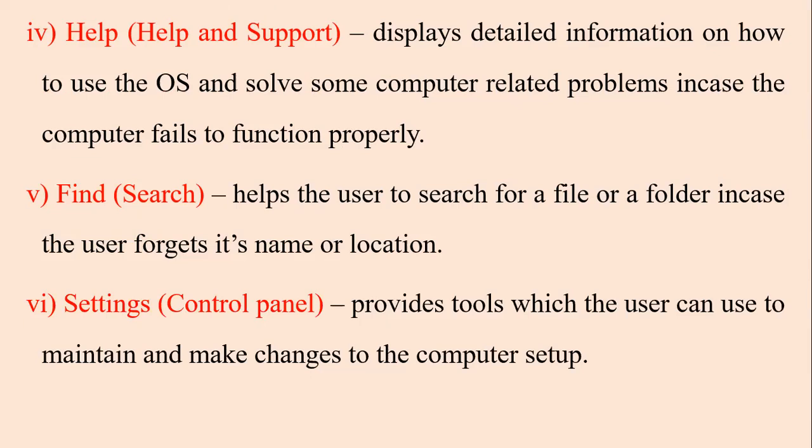Number 6 is settings or a control panel. This provides tools which the user can use to maintain and make changes to the computer setup. Therefore, when you click on settings from the start menu, a settings screen or window will be displayed containing various items that you can click for you to be able to perform various tasks based on your needs.